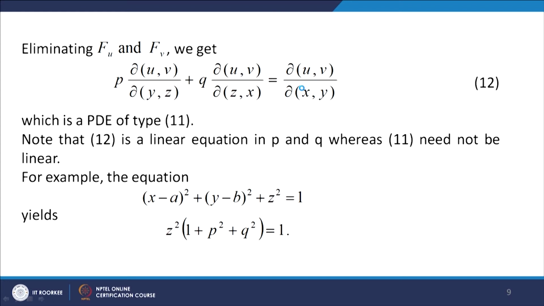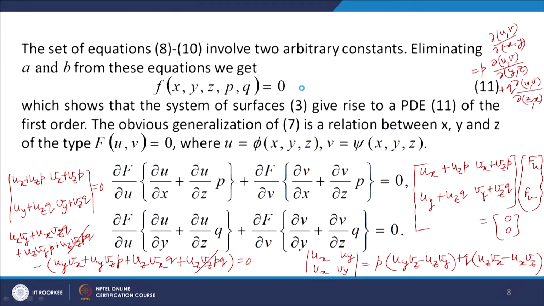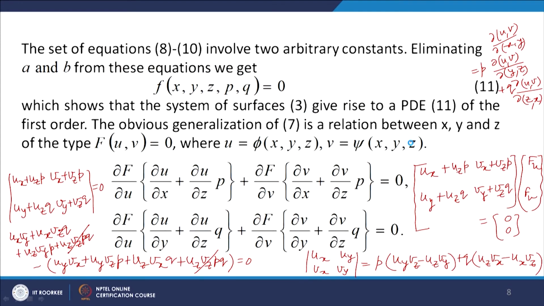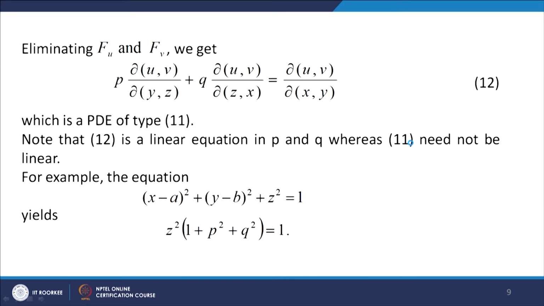We can see this is a PDE of this type, f(x,y,z,p,q) equal to 0. We have p and q of the first degree, and their coefficients are functions of x, y, z. So, this is a PDE of the first order, and it is a linear equation in p and q. You can see that p and q occur in the first degree, whereas in the equation 11, the p and q need not be of the first degree. So, this equation is a special case of the equation 11.